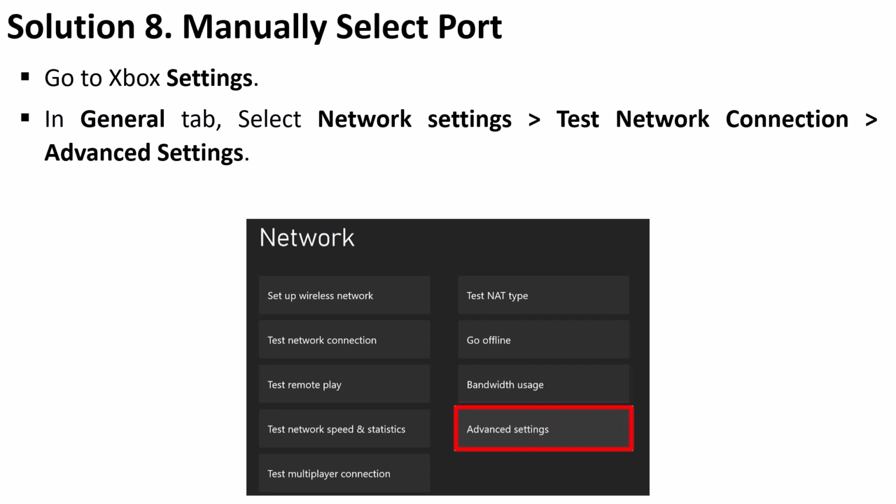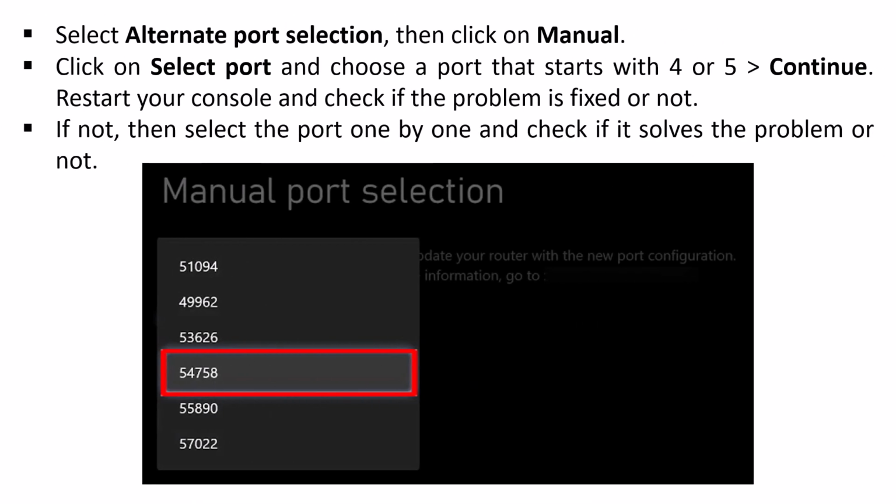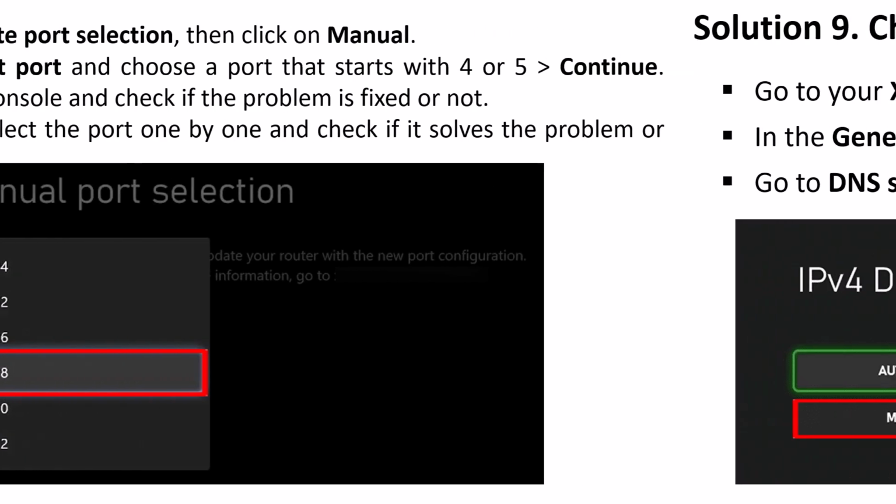Solution 8 is to manually select port. So go to Xbox settings, in general tab select network setting, test network connection, advanced settings. Select alternate port selection, then click on manual. Click on select port and choose a port that starts with 4 or 5, continue. Restart your console and then check if the problem is fixed or not. If not, then select the port one by one and check if it solves the problem or not.